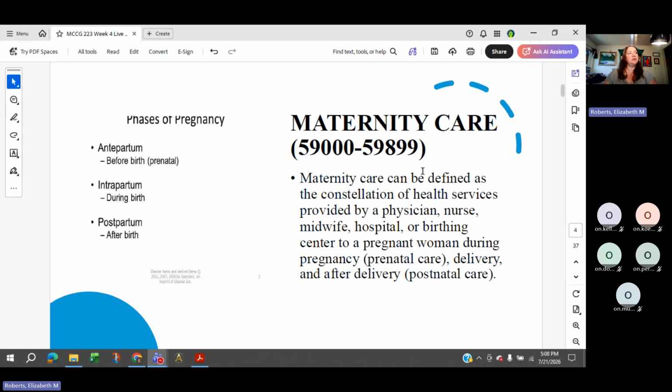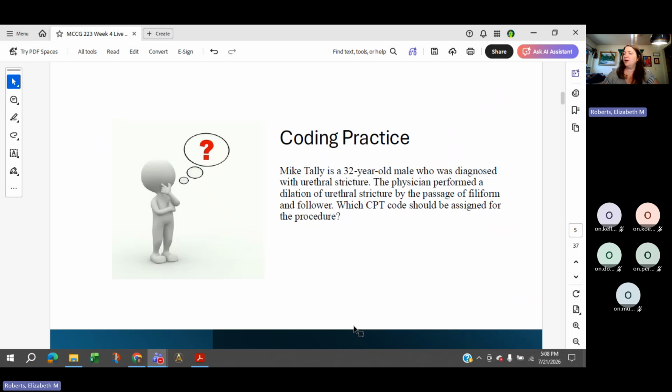So again, that maternity section we'll talk about when we get there. I'll talk a little bit more about it. I have just a little slide here for phases of pregnancy that's going to come up, so we'll talk about that as well. And let's code. That was a lot very quickly. So I'm going to change my camera to my CPT code book here.